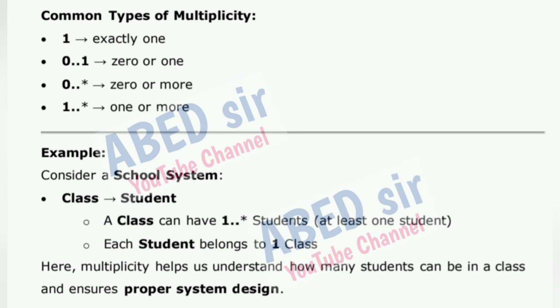Common types of multiplicity: 1, exactly 1. 0..1, 0 or 1. 0..*, 0 or more. 1..*, 1 or more.